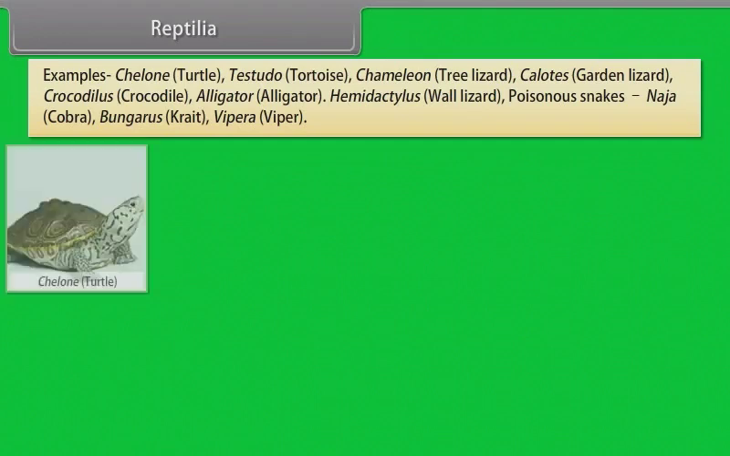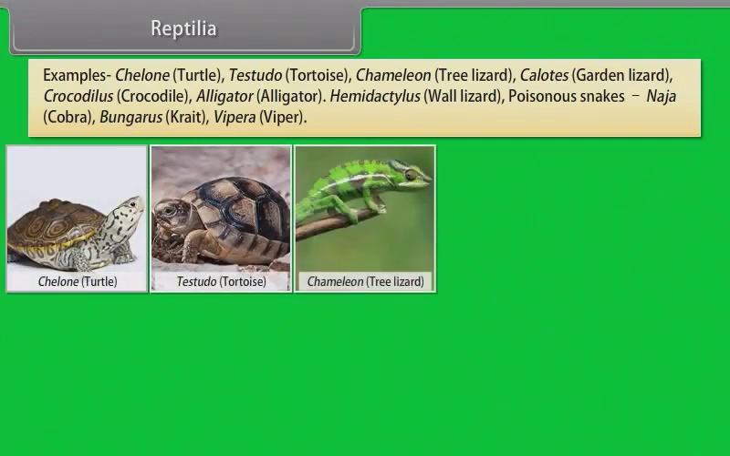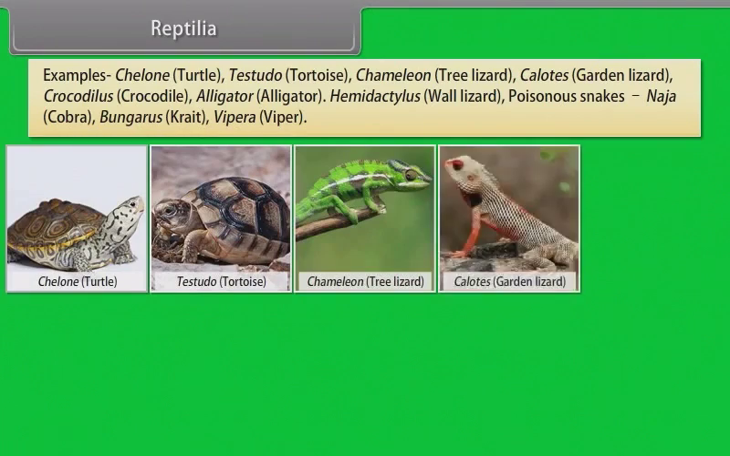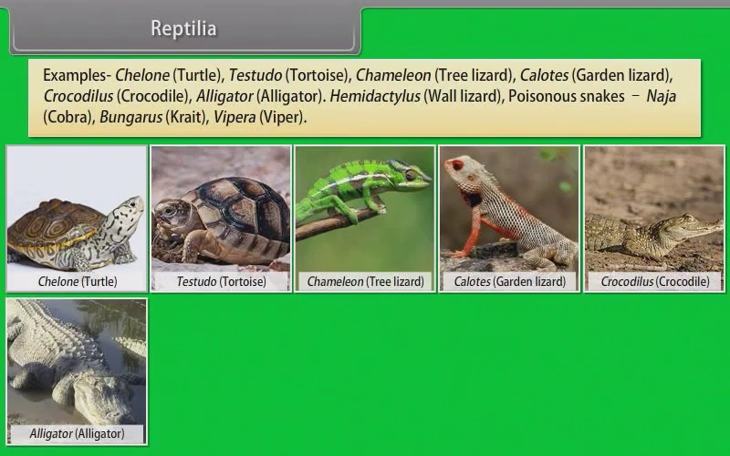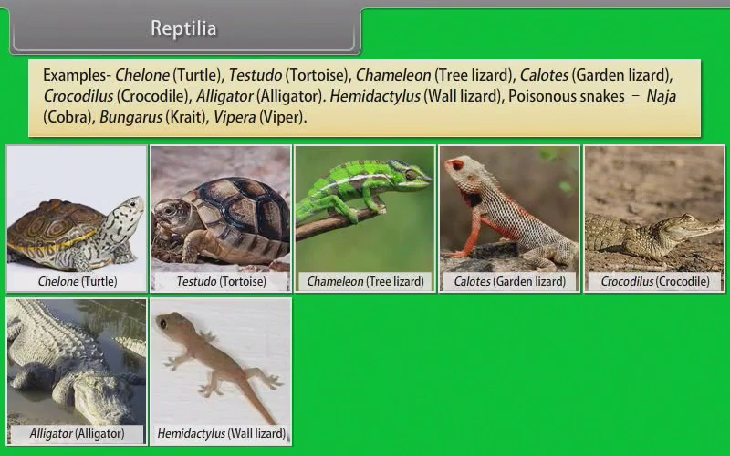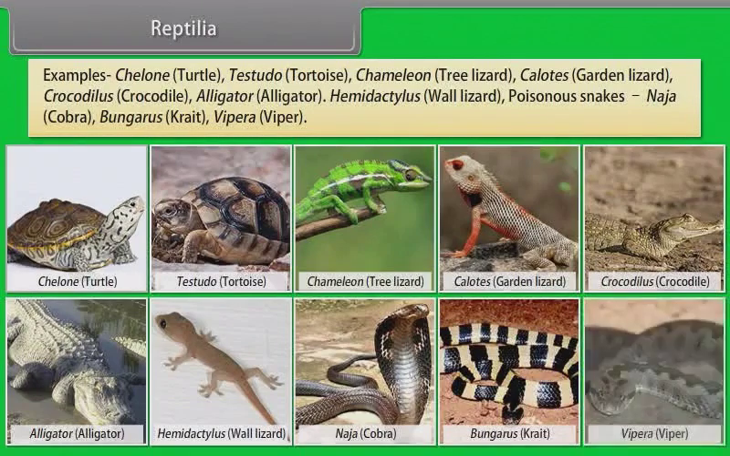Examples: Chelone, turtle; Testudo, tortoise; Chameleon, tree lizard; Calotes, garden lizard; Crocodilus, crocodile; Alligator, alligator; Hemidactylus, wall lizard. Poisonous snakes: Naja, cobra; Bungarus, krait; Vipera, viper.